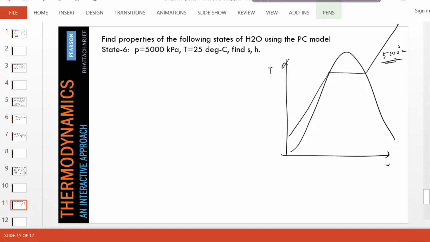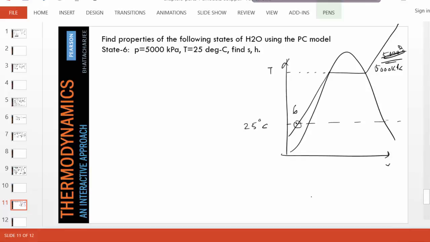Do I really have to find the saturation temperature here? We know it's 100, sorry, this is 5000 kPa. And this temperature must be way high, right? At 5000 kPa, the 25 degrees Celsius line will be way below here, somewhere here. Does it make sense? So at 25 degrees Celsius and 5000 kPa, this has to be my state.